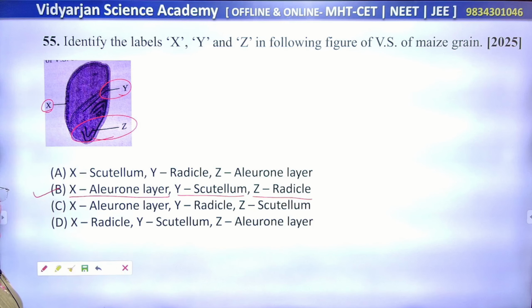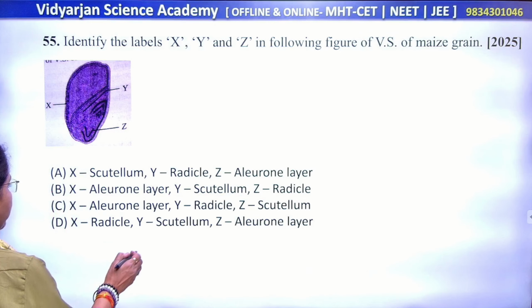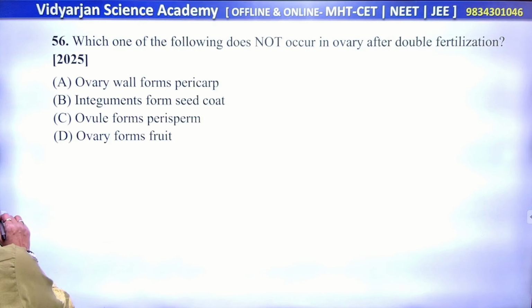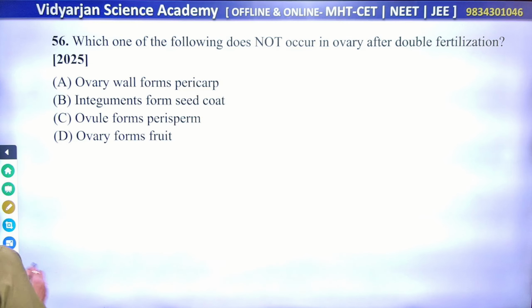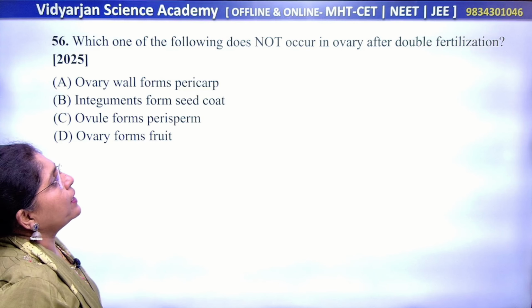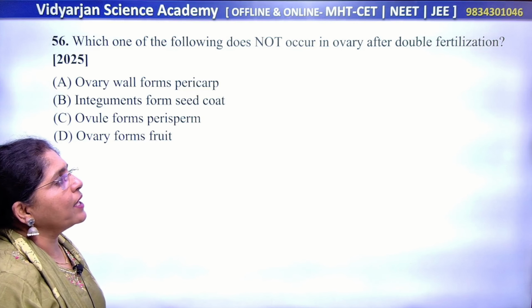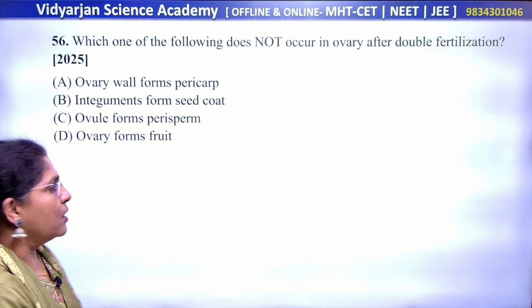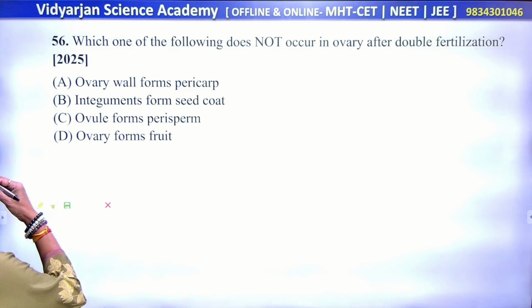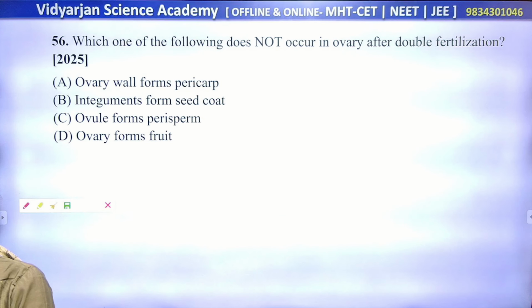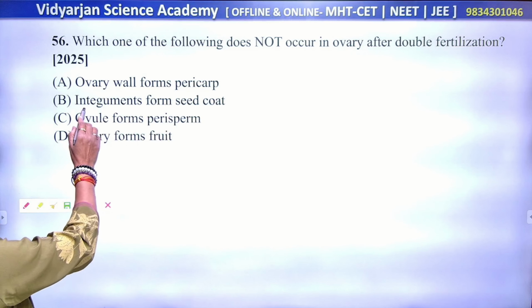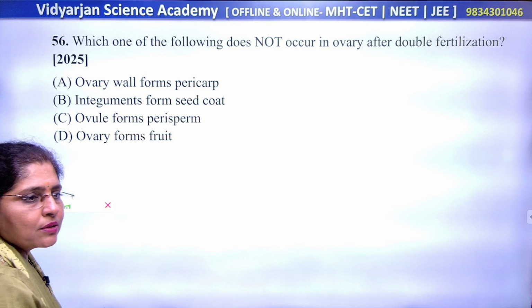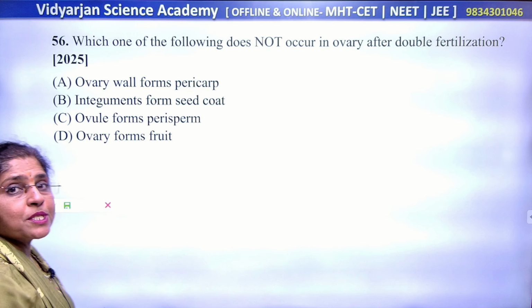Note down the answer in your notebook. Okay. Next, question number 56. Which of the following does not occur in ovary after double fertilization? What are the options given here? See the options. Ovary wall forms pericarp. Integuments form seed coat. Then ovule forms perisperm.